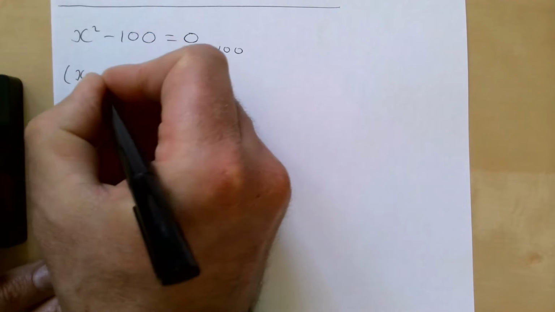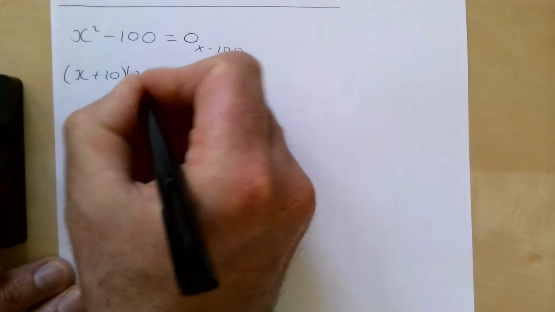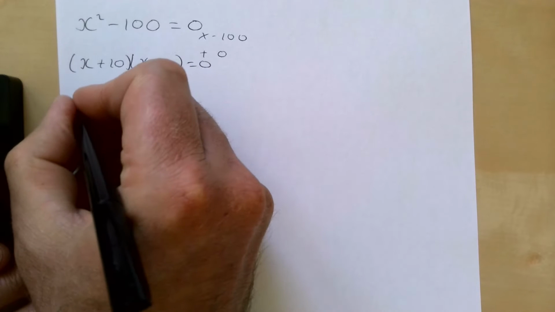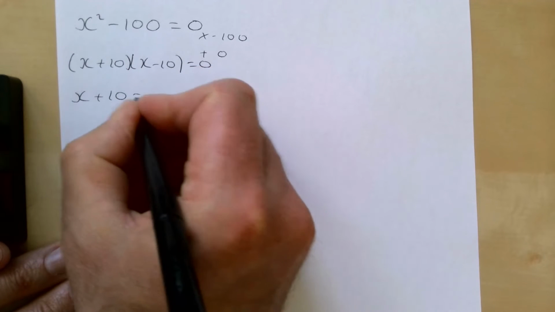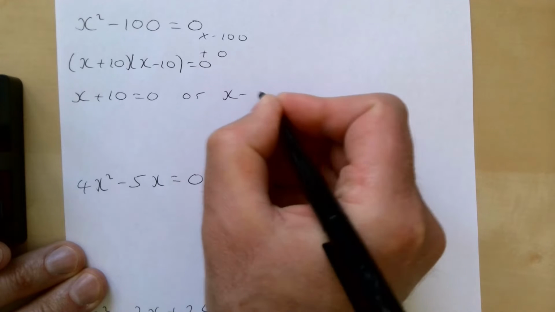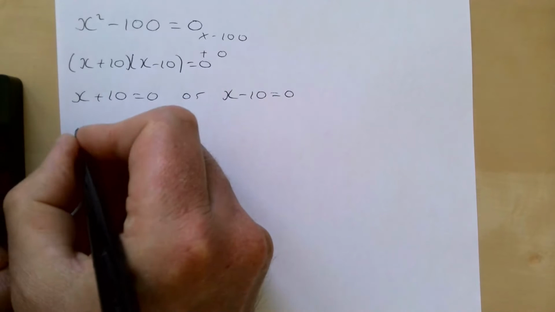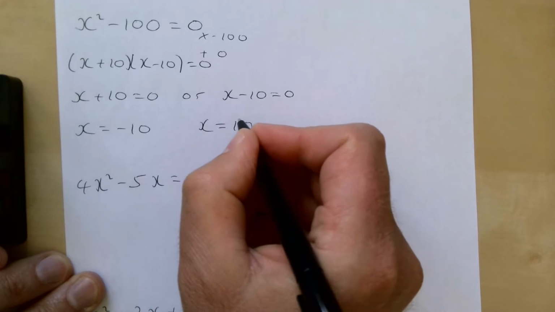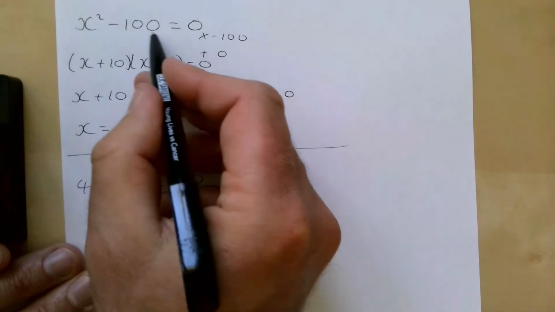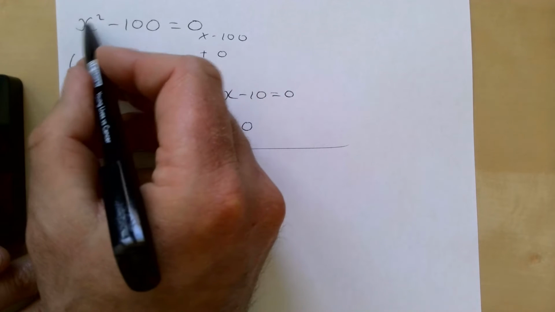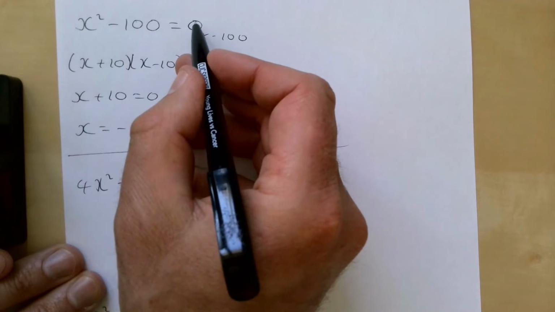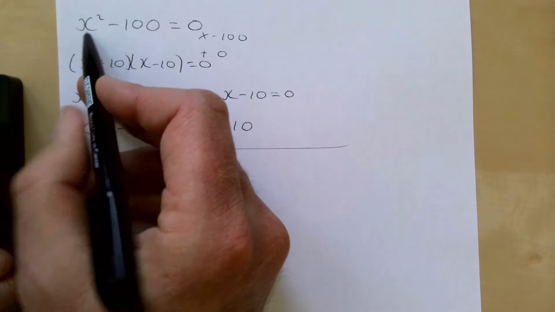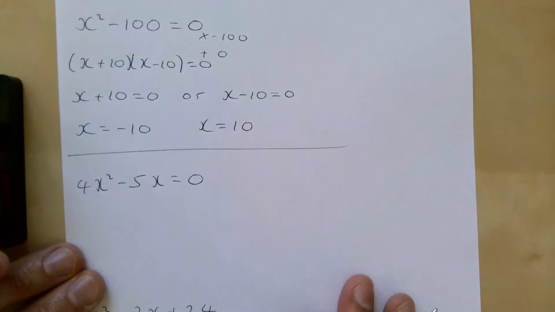So those two numbers are going to be x plus 10 and x minus 10 equals 0. Taking that one further, x plus 10 equals 0 or x minus 10 equals 0 gives us a value of x equals minus 10 or x equals 10. So those are the two numbers that will work for this equation. Try 10 squared, which gives us 100, take away 100 gives us 0. Minus 10 squared, of course, minus 10 times minus 10 gives us a positive, so that gives us 100 as well. Take away 100 gives us 0.